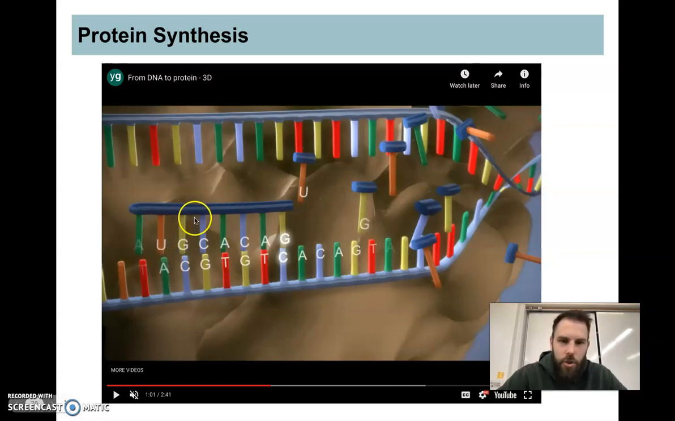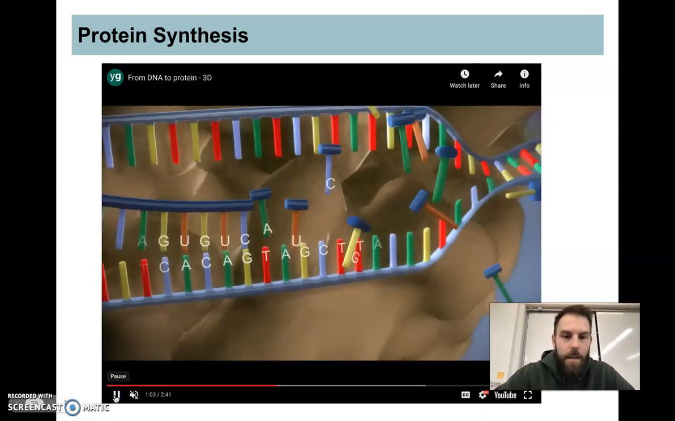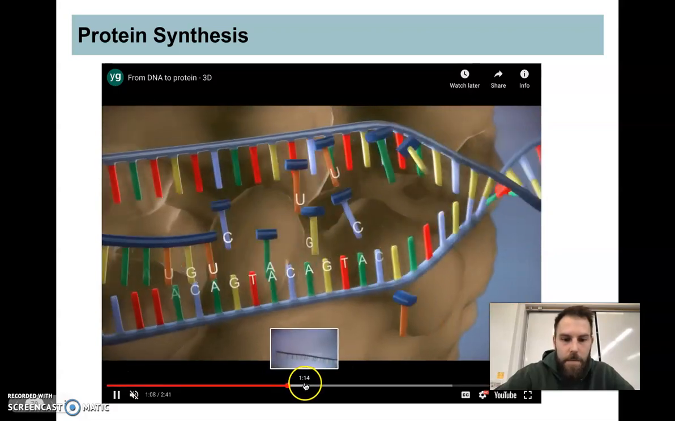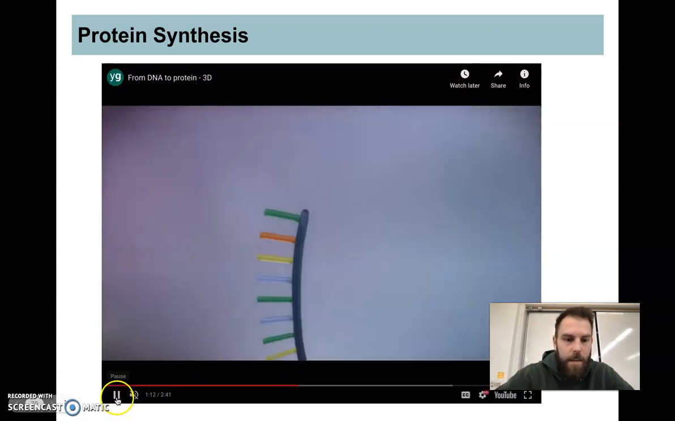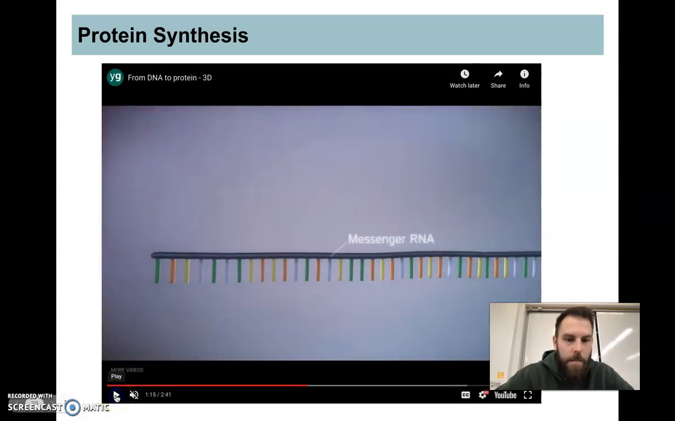So this strand that's being made right here, this isn't DNA. This is RNA. So we're going from that step of going from a DNA molecule to copying that message on an RNA molecule. So the RNA is being copied, and boom, we got our RNA molecule. So why do we do this?